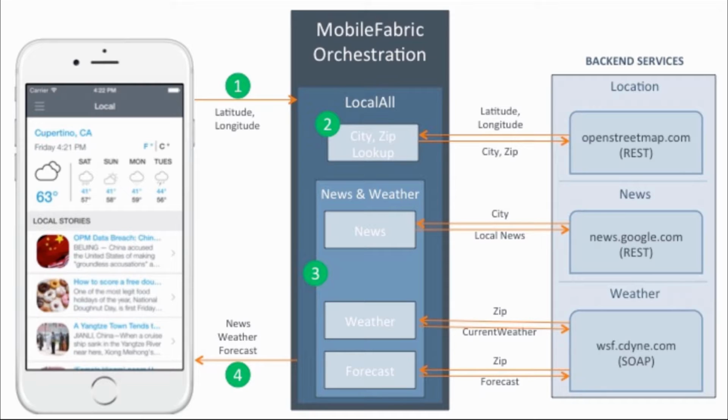But then, if you see that news and weather box right there in the middle, I'm going to call Google News, and then I'm going to call a weather service. And the weather service gives me two different APIs, one to get the current weather and one to get the weather forecast. So I don't want the device to have to call all this themselves. I want to expose one API.